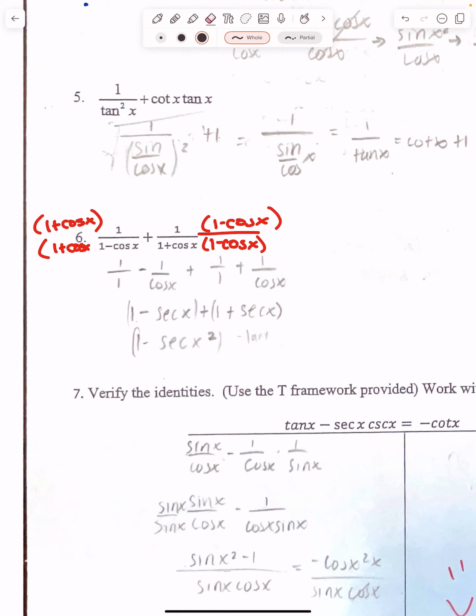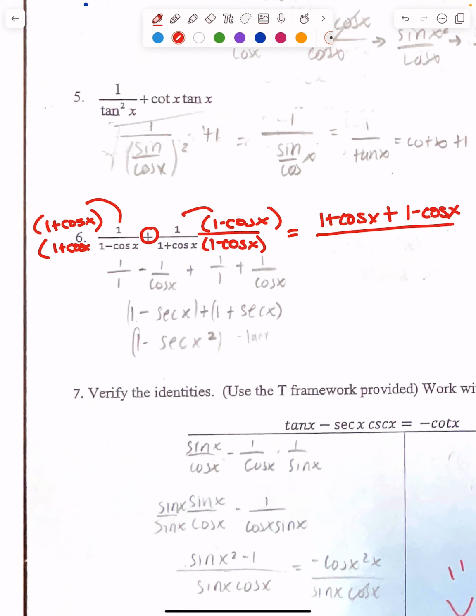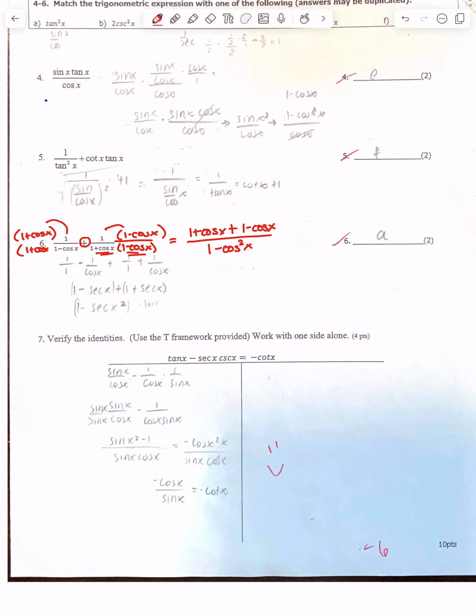Now I can add. On top then, 1 times 1 plus cosine is just 1 plus cosine. Plus, over here I get 1 minus cosine. In my denominator, I have my common denominator. Now, I'm going to save myself a little bit of work. I could write them both again, but I know they're conjugates. When I multiply that out, I'm going to get 1 minus cosine squared. That's how conjugates work.